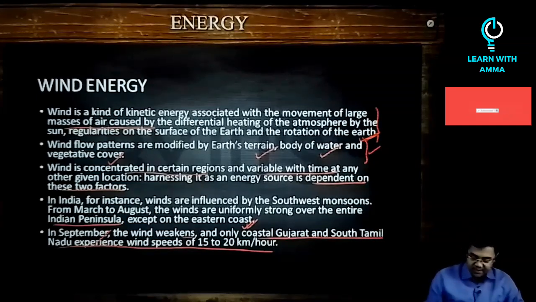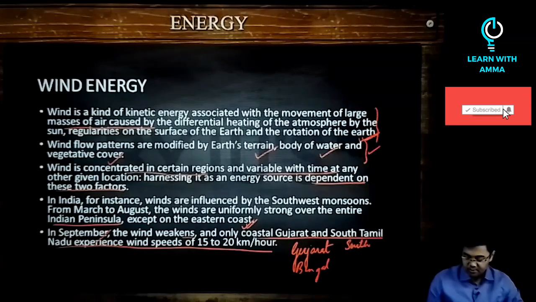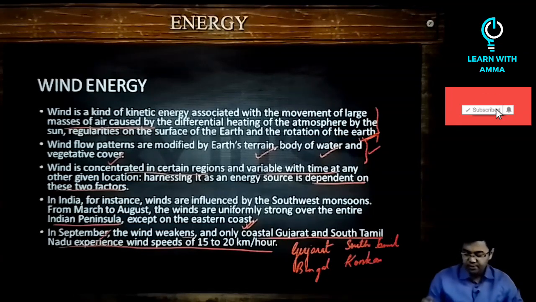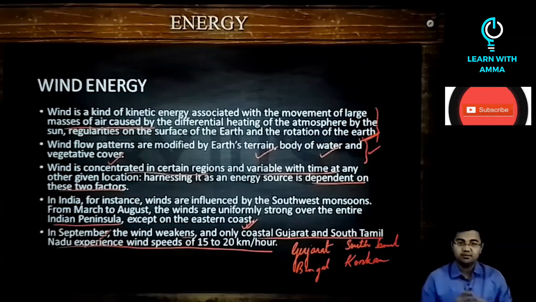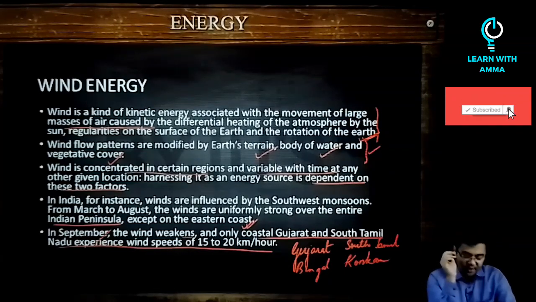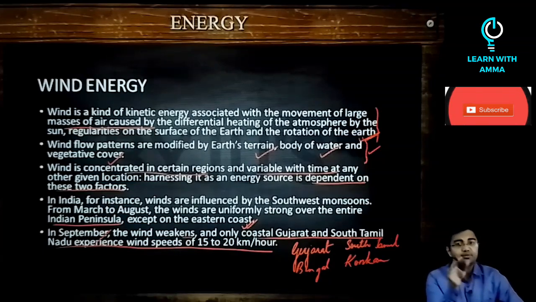So only four: Gujarat, Bengal, South Tamil Nadu and Konkan coasts. These are the only four coasts where you have wind speeds of more than 10 kilometers per hour in the lean season. The lean season means starting from October up to February. So because of these reasons, wind energy is a variable source of energy.